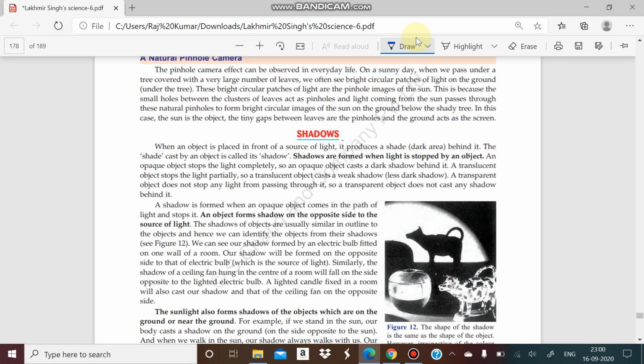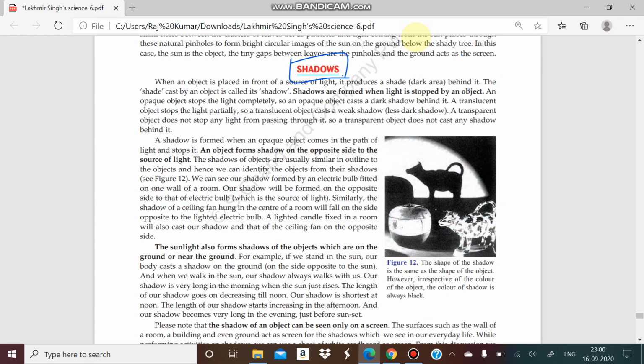So in today's class we will discuss shadows, how a shadow is formed and what a shadow is. Before understanding the shadow, we will take an example. As we know, light always travels in a straight path. Suppose I take a torch here, and we all know the torch emits light, and it goes in straight lines.